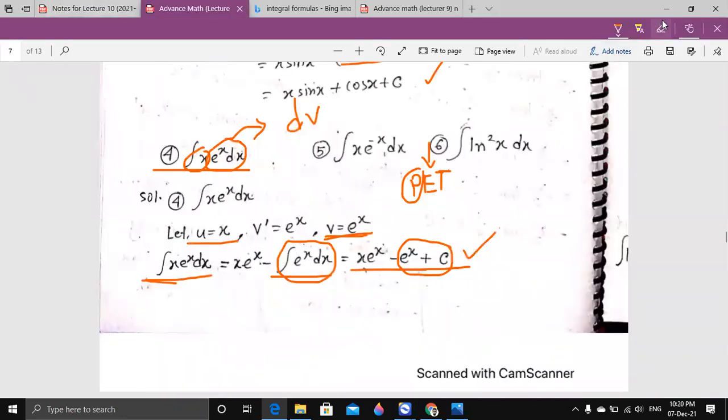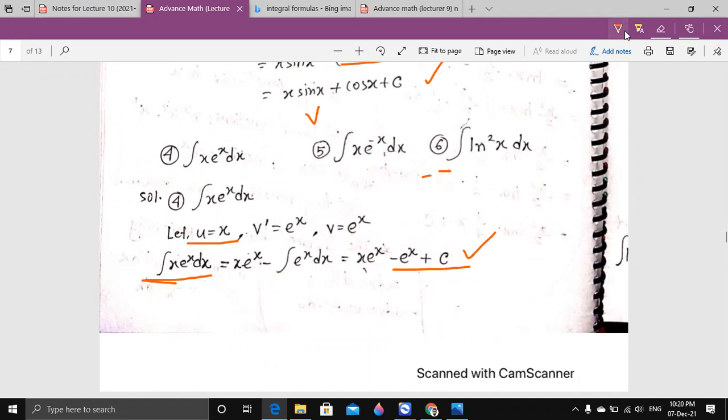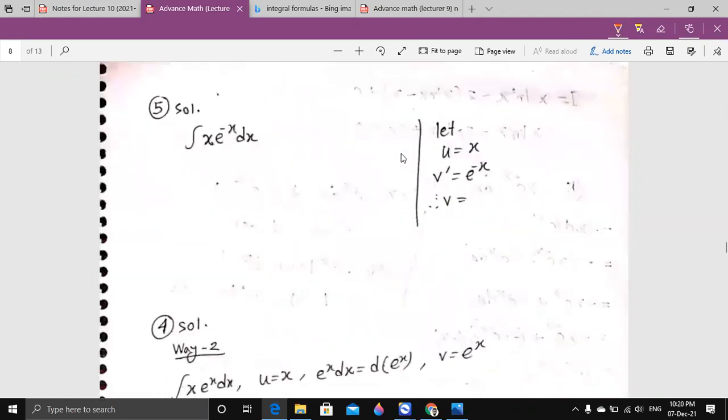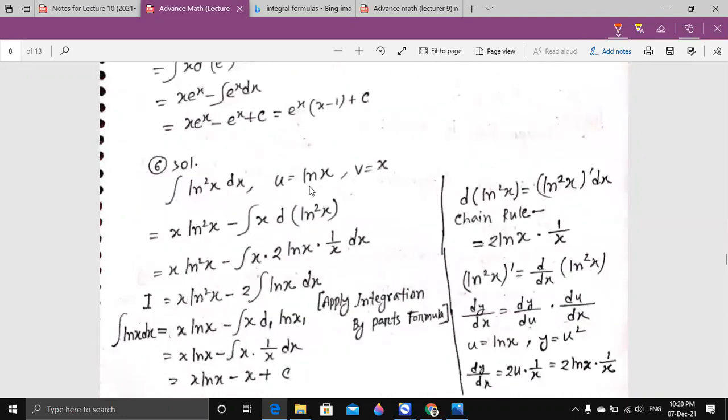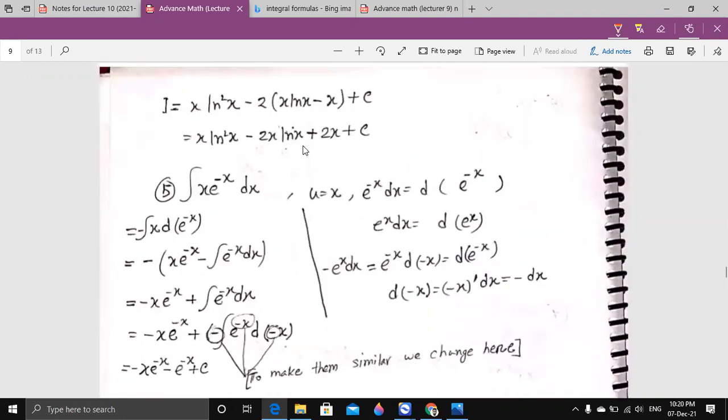So let's go to the next example. We have integration of x e to the power minus x dx. Again, you see here we have an exponential function, and also we have a power function. So from my formula, you know that we have to let x equal u, right?